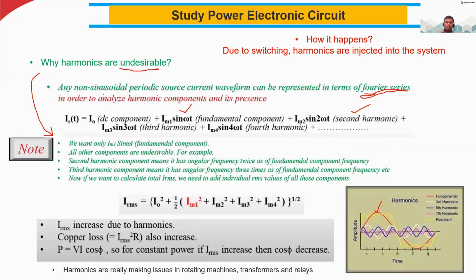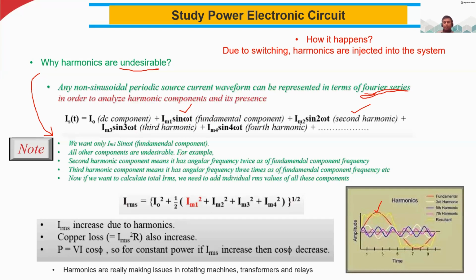Here we are getting this complete equation as an output. We want only Im1 sin(omega t). We want only the fundamental component. We do not want all these other things here, so all other components are undesirable.